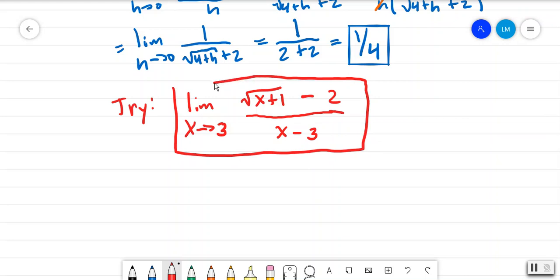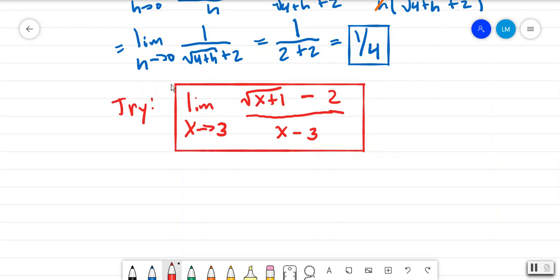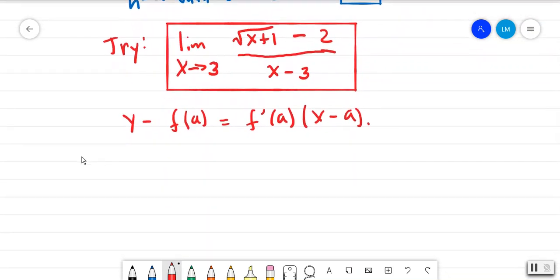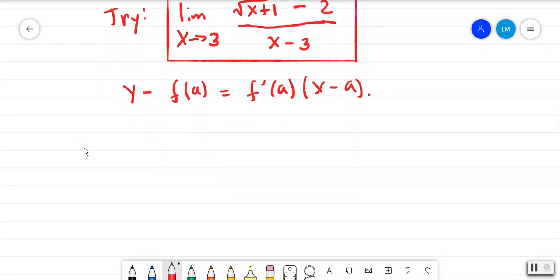And then try to find the tangent line as well. So remember that the tangent line is y minus f of a equals f prime of a, since now we know that f prime of a equals the slope of the tangent, multiplied by x minus a. Now, you may be wondering why do we even need this, for instance?